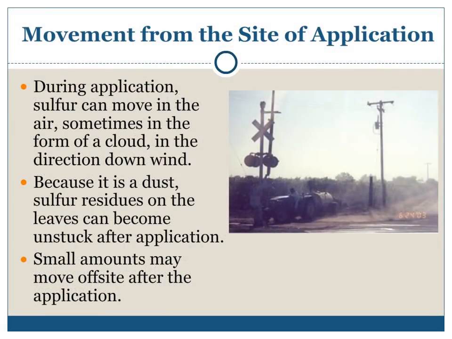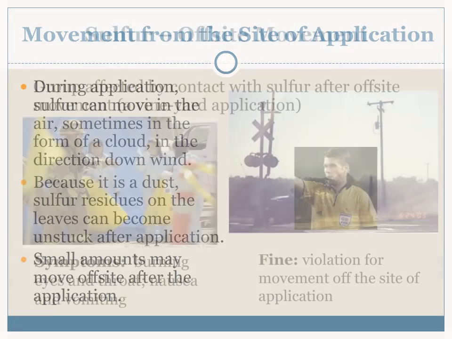Movement from the site of application. During application, sulfur can move in the air, sometimes in the form of a cloud, in the direction downwind. Because it is a dust, sulfur residues on the leaves can become unstuck after application. Small amounts may move off-site after the application.